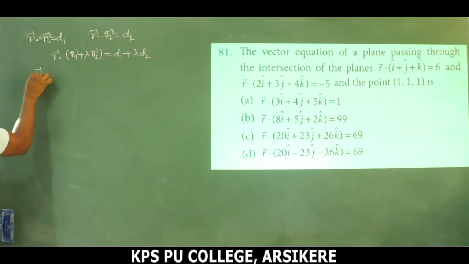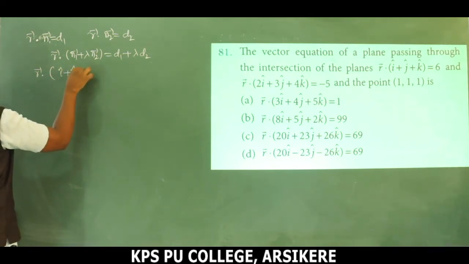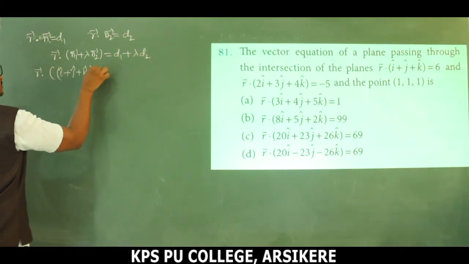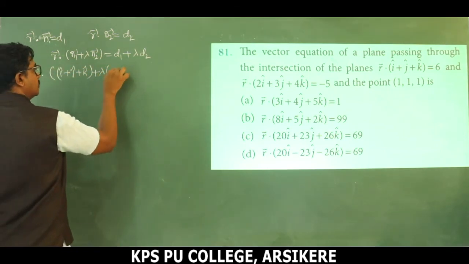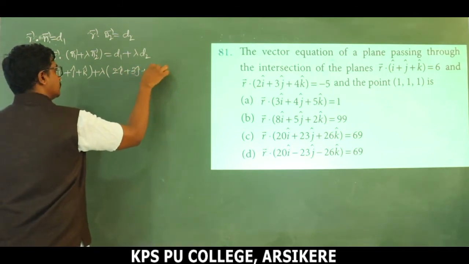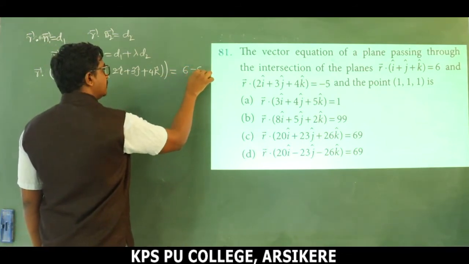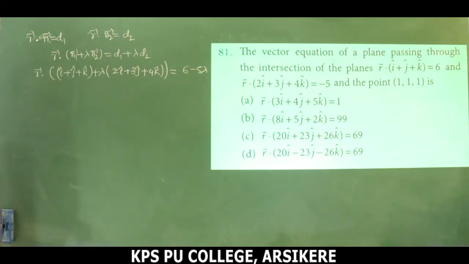We have vector r dot vector n1, look, the first equation of the plane is i cap plus j cap plus k cap, that is vector n1. This is i cap plus j cap plus k cap plus lambda into the second one, 2i plus 3j plus 4k, is equal to d1, which is 6, and d2 is minus 4, this is minus 5 into lambda. Understood, children? Vector r dot (vector n1 plus lambda into vector n2) is equal to d1 plus lambda into d2.